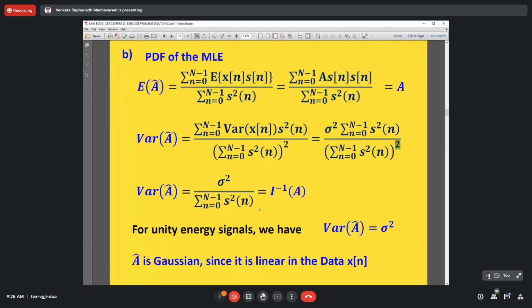Earlier it was n for the DC signal. Now it is not n, it will become something else. So therefore sigma square by the summation is your I inverse of A, the inverse of the Fisher information. So for a unity energy signal, what is a unity energy signal? The summation of s square[n] is equal to 1. For that case, the variance is equal to sigma square. That is the true value.